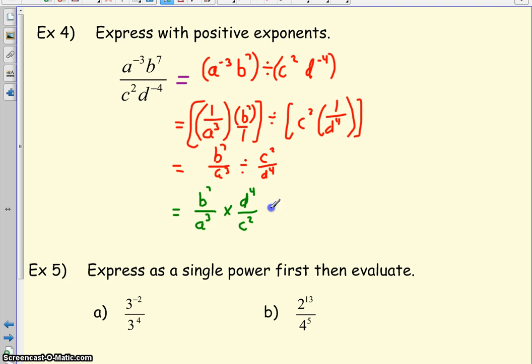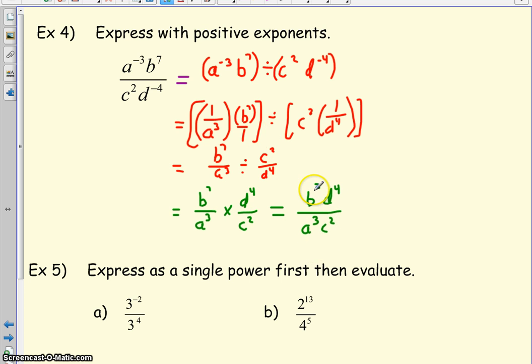Okay, and then I can just simplify this by multiplying the numerators together, multiplying the denominators together. So this becomes, multiplying the numerators together, b to the 7 times d to the 4th, and then you have a cubed times c squared. And now everything has positive exponents in it.